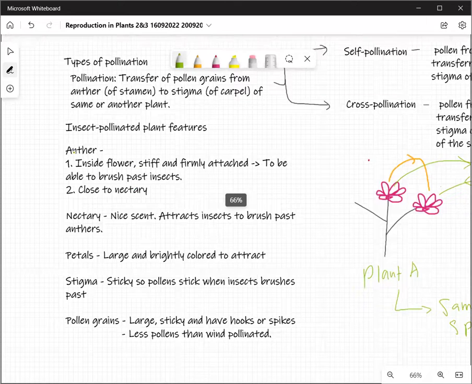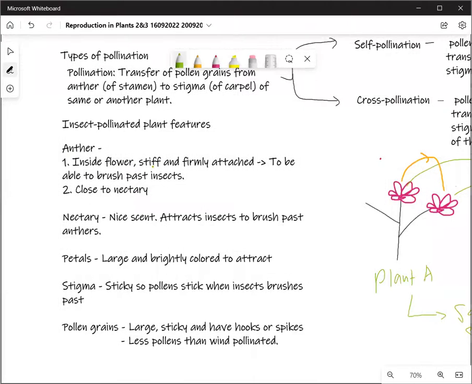Now the first thing is anthers are inside the flower. They're stiff and firmly attached. So the main thing is this one, inside flower. That's important. Why are they inside flower? Because to be able to brush past the insects. Now, next thing is the anther is also close to nectary.